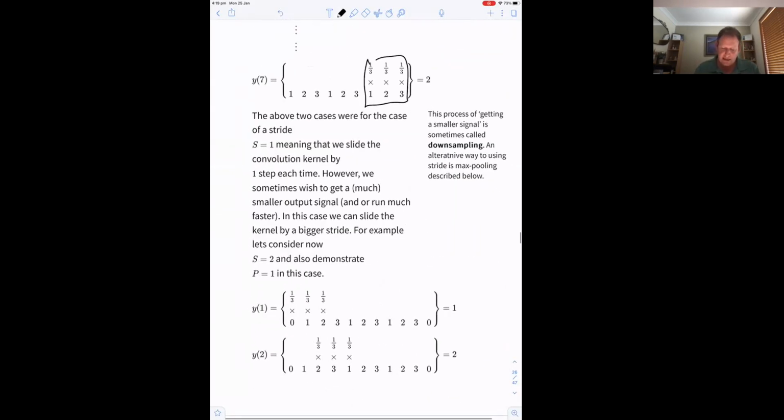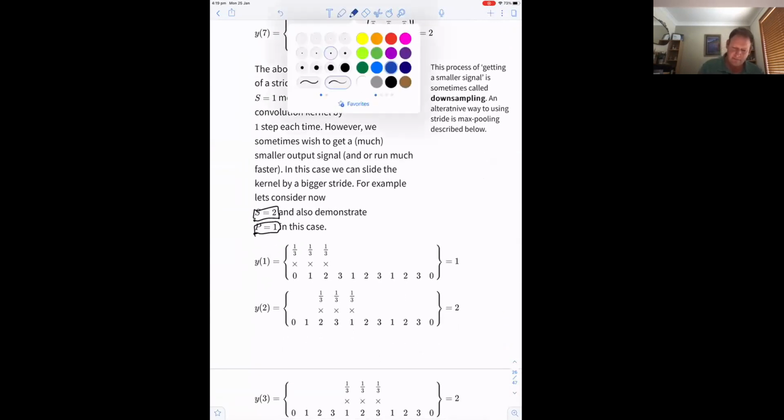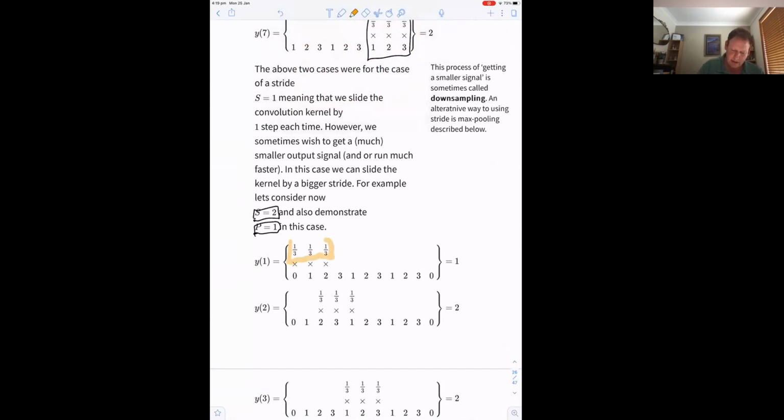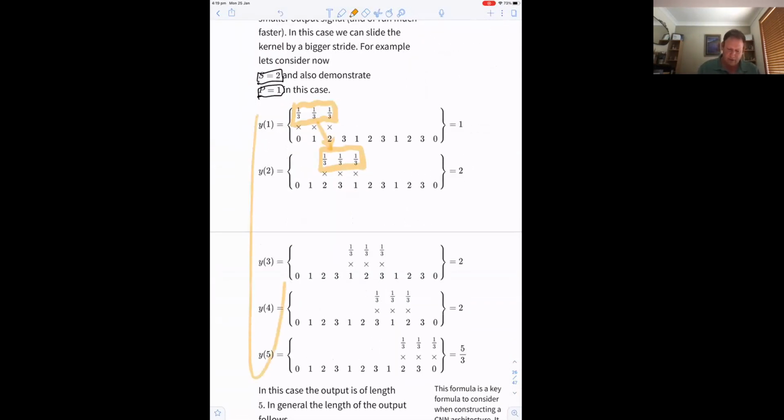And finally, let's go for a padding of 1, but a stride of 2. Stride of 2 means that we start here, and then we don't shift 1 to the right. We do a stride of 2. We shift 2 to the right. So this guy shifted 2 to the right. You see, we've never had it shift 1 to the right. So of course you've got a smaller signal. You've only got length 5.